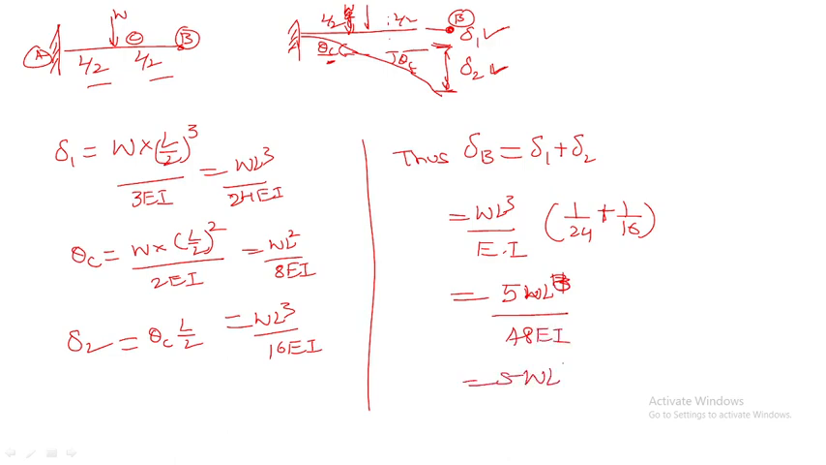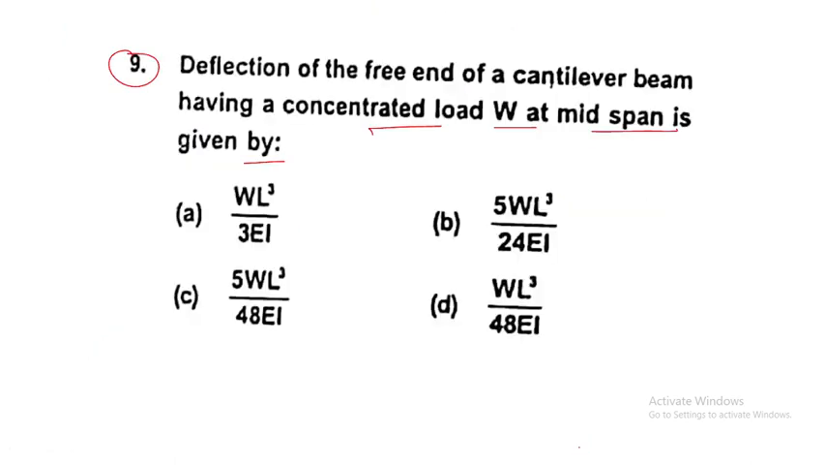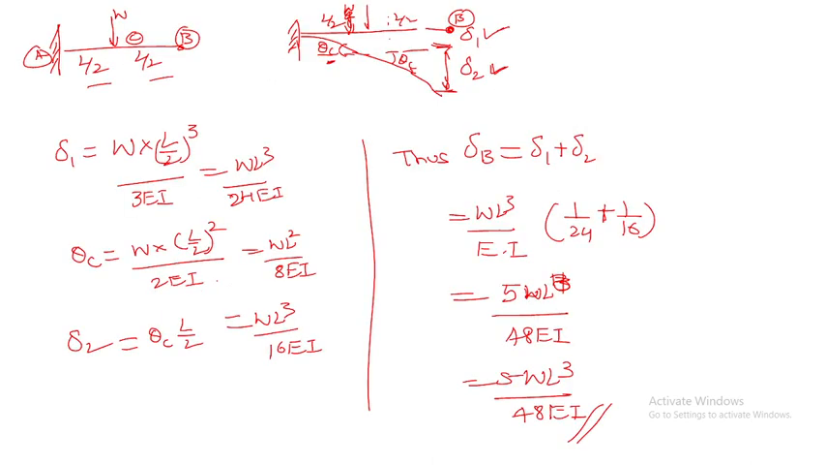5WL³ divided by 48EI is the answer for this question. So the answer is C. Simple one, but you have to remember this concept. If any other option is given, you have to use the same procedure to calculate the deflection if they give the ratio.